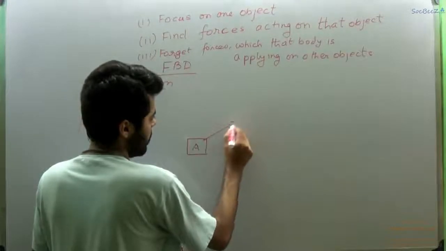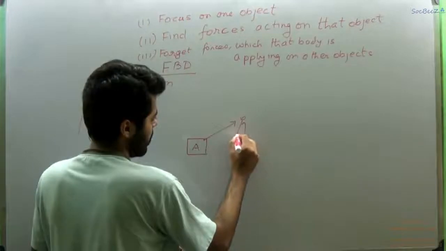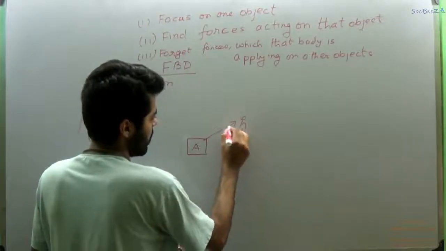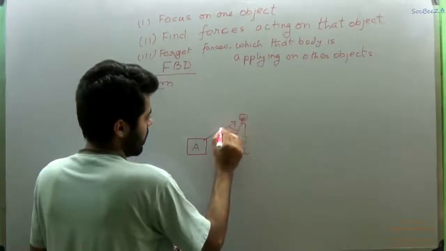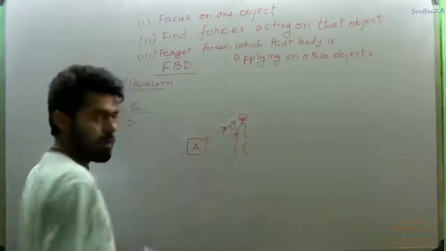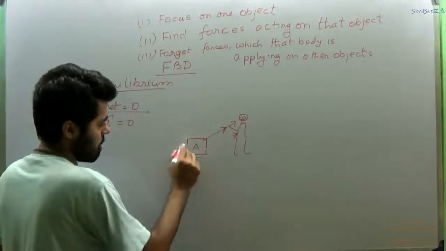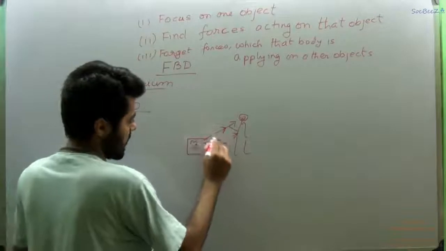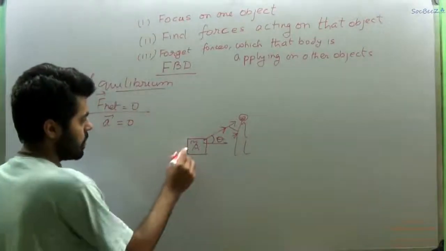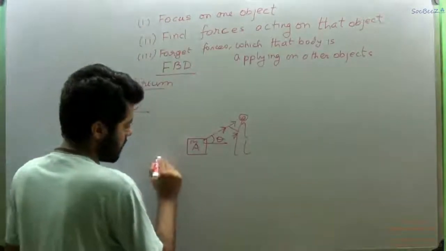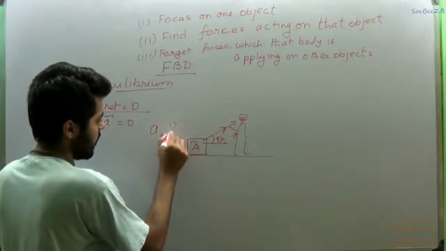Being pulled by a man. So this will be the direction of force. The mass of the object is m and this angle is theta. So we have to find out what will be the acceleration, and this is ground. So what will be the acceleration of object A?